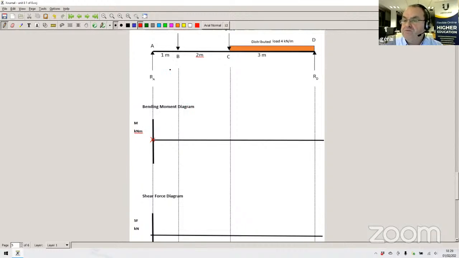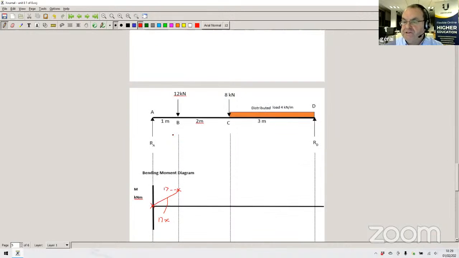When the distance x is 1 meter, then the bending moment will be 17. So that's going to be 17 kilonewton meters, and we can join those two points together. The expression for that is simply 17x. So we could plot that, and that's the profile you get, because 17x is a straight line.